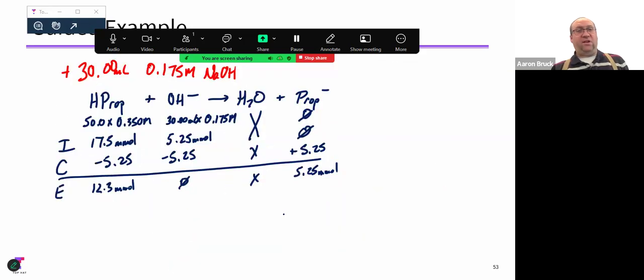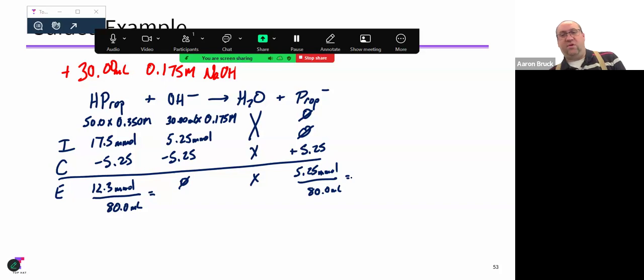We started with 50 milliliters. We've added 30 more, so this is now 80 milliliters of solution. And so our new equilibrium concentrations: 12.3 divided by 80 is 0.154 molar. 5.25 divided by 80 is 0.0656 molar.